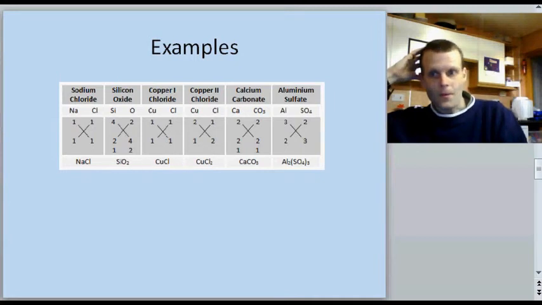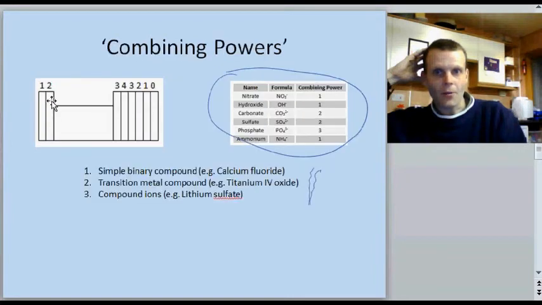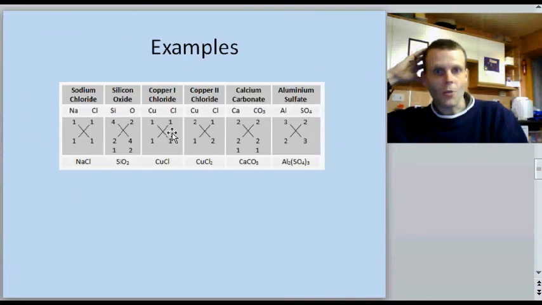So those are the binary ones. You're going to get to practice a lot more of these in class. If we've got Roman numerals, then instead of having to head over here to look for a combining power, we can very simply just use the Roman numeral as it stands. So copper 1 chloride means that my combining power is 1. Copper 2 chloride means the combining power is 2.